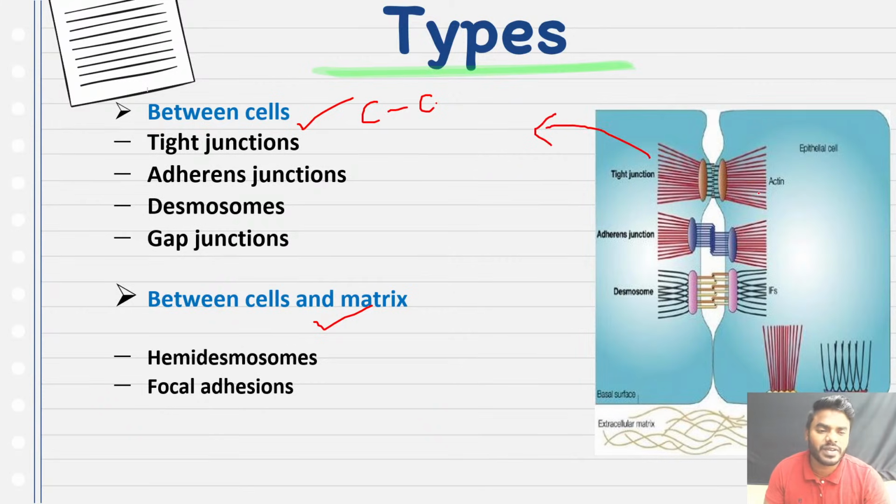Tight junction is present between the two cells. Adherens junction is present between the two cells. Desmosomes are present between the two cells. Undoubtedly, gap junctions are also present between the two cells. Look into this: hemidesmosomes are a part of the desmosome only, structurally and functionally 90% similar to the desmosomes, but there is a slight difference. We will see that. Hemidesmosomes and focal adhesions are not connecting cell to cell, friends. They are majorly connecting the cell to the matrix.